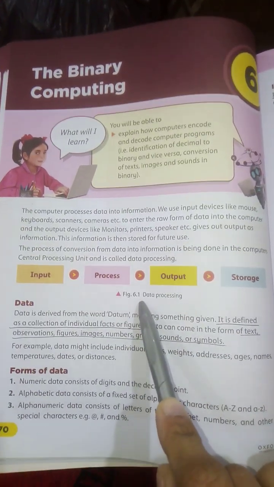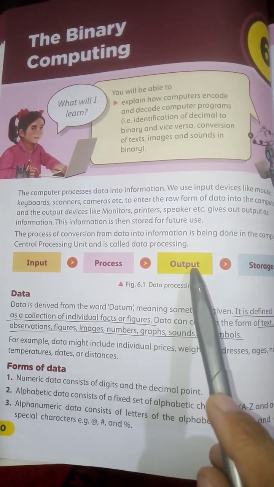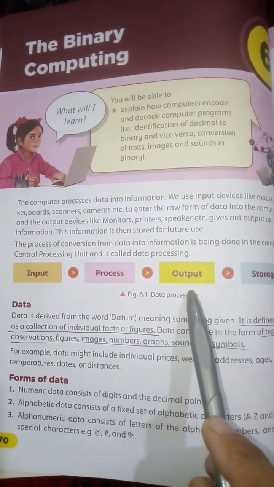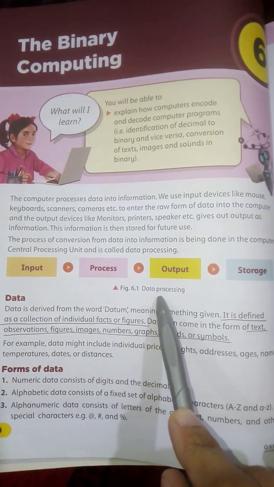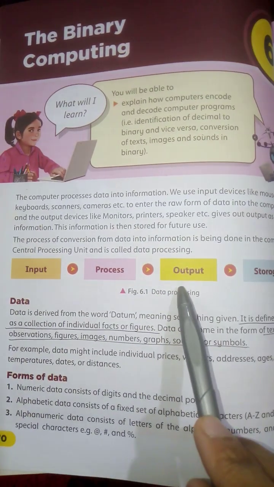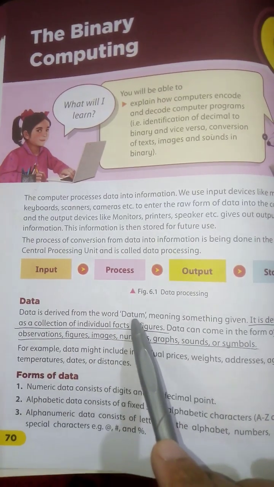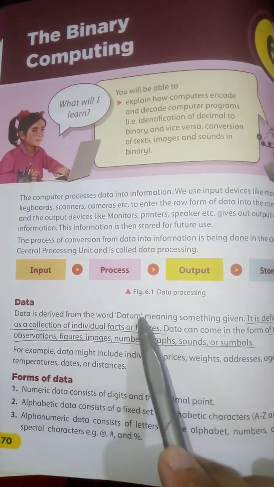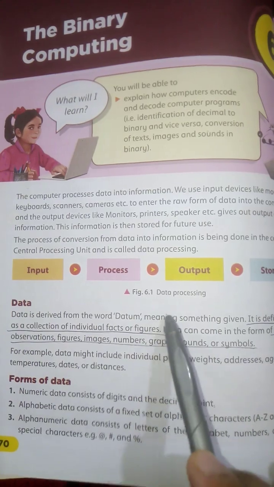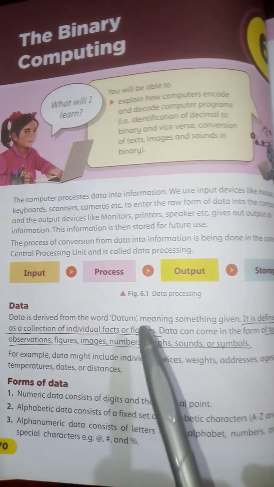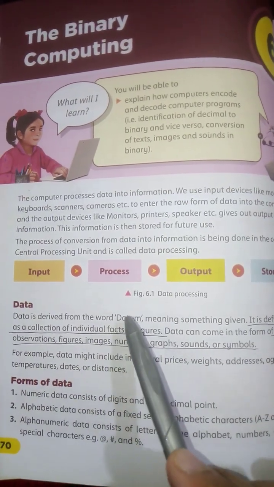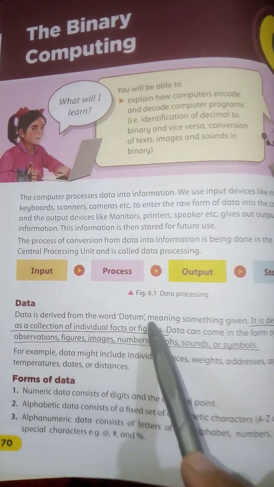Today we are going to discuss chapter number 6, the binary computing. First we need to know what is data processing. Before discussing data processing, we need to know what data is. Data is basically derived from the word datum, that means something given, right? So it is basically defined as the collection of facts and figures, right?